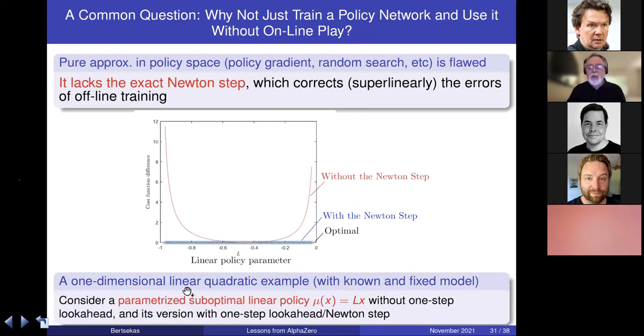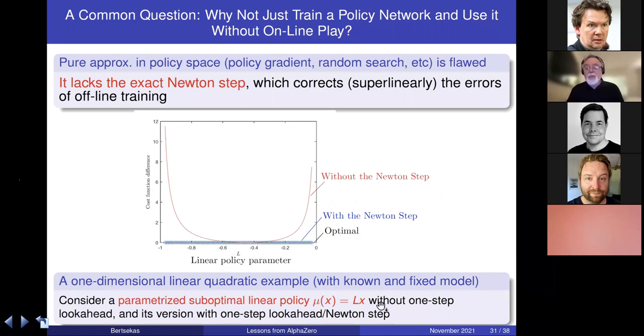It's a one-dimensional linear quadratic example with a known and fixed model. And we consider a parameterization of the policy. We use linear feedback policies with coefficient L, and we vary L broadly. L around minus 0.4 is optimal. And what I have plotted here are the cost differences from the optimum.